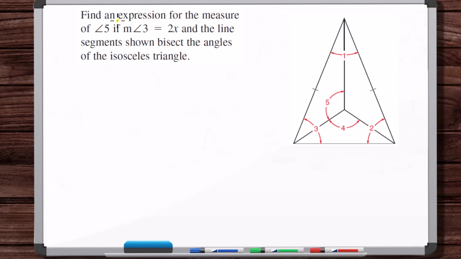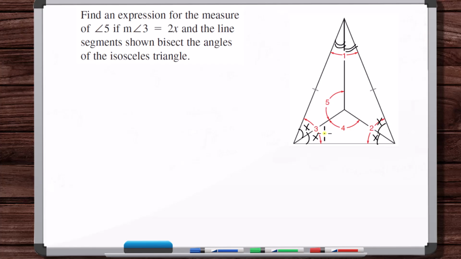All right. Find an expression for the measure of angle 5 if the measure of angle 3 is 2x and all of these line segments bisect the angles. So it's just what we've been doing, but now we're going to use variable expressions. We know that all four of these angles are congruent. We know that this is another bisector, but it's not necessarily the same here because this is an isosceles triangle. So if this is 2x, 2x divided by 2 is x, this is x, this is x, this is x.